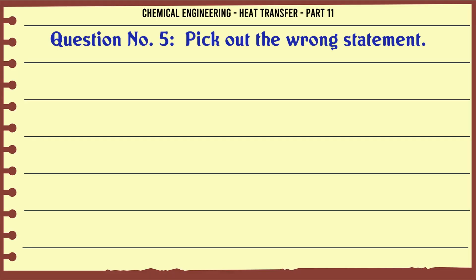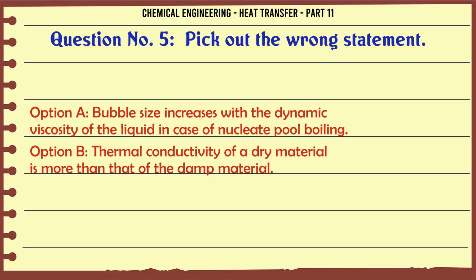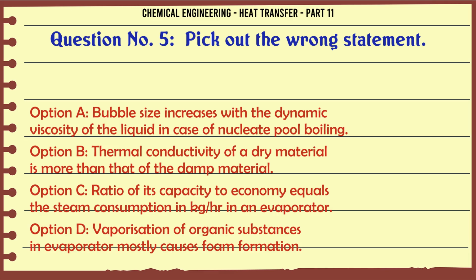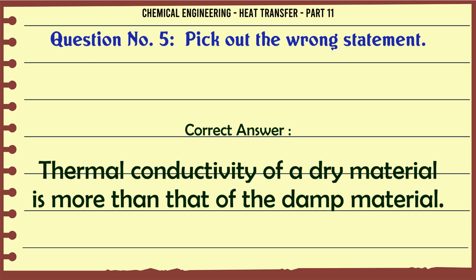Pick out the wrong statement. A. Bubble size increases with the dynamic viscosity of the liquid in case of nucleate pool boiling. B. Thermal conductivity of a dry material is more than that of the damp material. C. Ratio of its capacity to economy equals the steam consumption in kg/hr in an evaporator. D. Vaporization of organic substances in evaporator mostly causes foam formation. The correct answer is thermal conductivity of a dry material is more than that of the damp material.